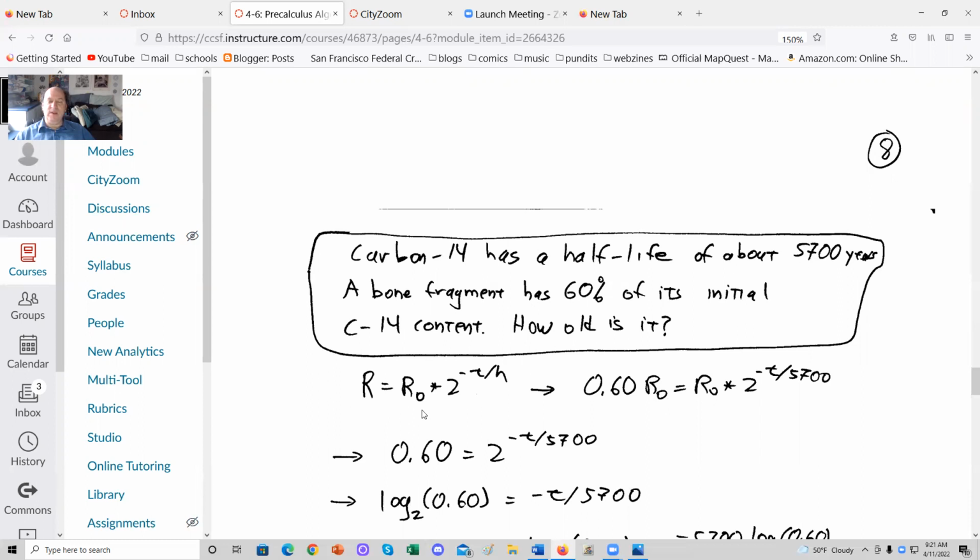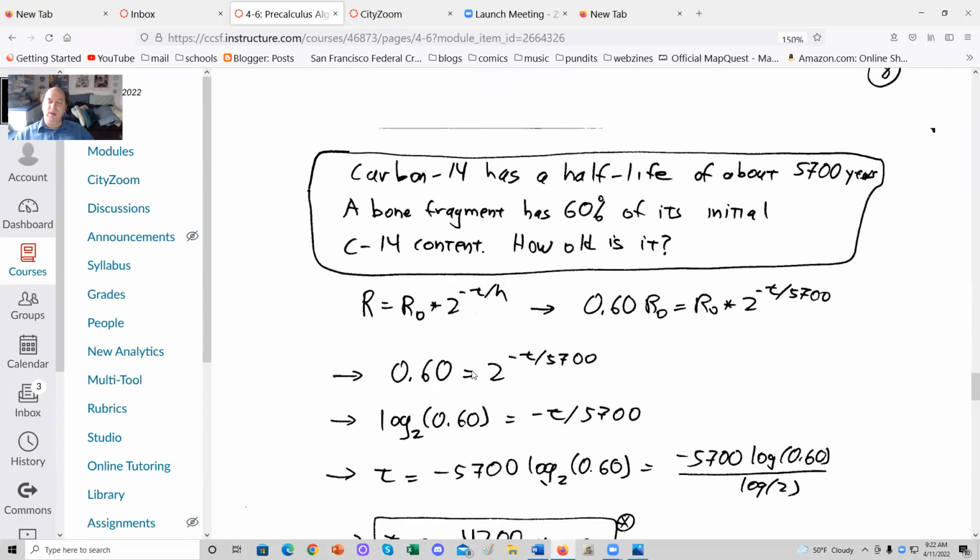Okay, we use the radioactivity formula. Radioactivity equals initial radioactivity times 2 to the negative T over H. Here we have 60% of the initial radioactivity remains, 0.6 R naught, equals R naught times 2 to the negative T over H, where H is 5,700. So we want to solve for T in this equation. As ever, R naught cancels. Radioactivity doesn't care about how much initial was. So 0.6 equals 2 to the negative T over 5,700.